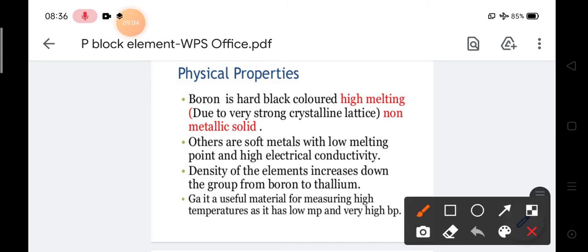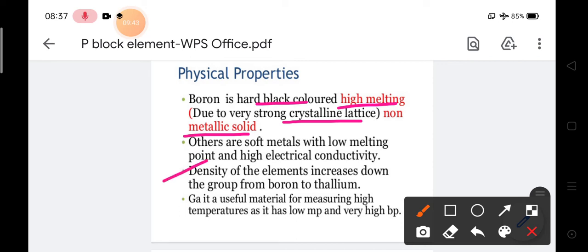So boron is very hard and black in color. This is a concept of outer appearance. It has a high melting point due to its very strong crystalline structure or crystalline lattice, and is a non-metallic solid. So this gives an idea of what boron is: a hard, colored, high melting point, non-metallic solid. Others are soft metals with low melting points and high electrical conductivity. As the others are metals, they will act as conductors and have high electrical conductivity.